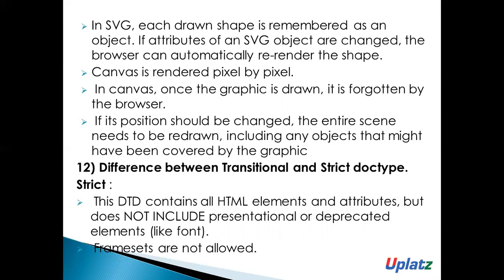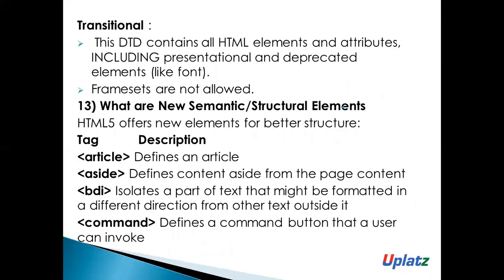The next is the difference between transitional and strict doctype. Strict contains all HTML elements and attributes, but it does not include presentational ones. Here, framesets are strictly not allowed. Transitional means it contains all HTML elements and attributes, including presentational and deprecated ones. Here also framesets are not allowed.